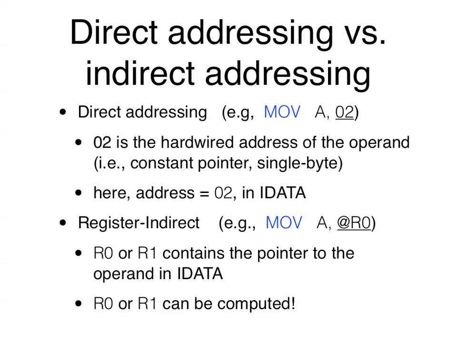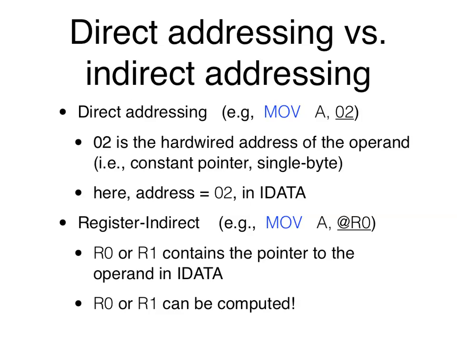So let's look at the difference between direct addressing versus register indirect addressing. Again, these opcodes in assembly all look like move, but they are entirely different. In the top case, you can do move A 02. So the 02 is hard coded as part of your instruction. But if you do move A comma at R0 or R1 with the at, then that address is changeable, right? So you're using the register R0 or R1 as your pointer.